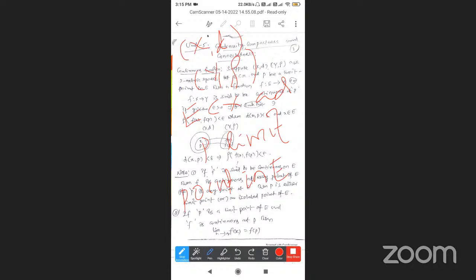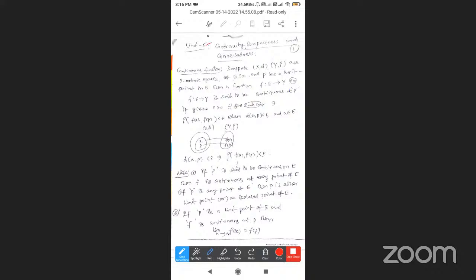X comma D is one metric space, Y comma rho is the second metric space, and E is a subset of X. Indirectly, P being a limit point of E means P is also a limit point of X. So X is a metric space, E is a subset of X, P is a limit point of E, and indirectly P is also a limit point of X.